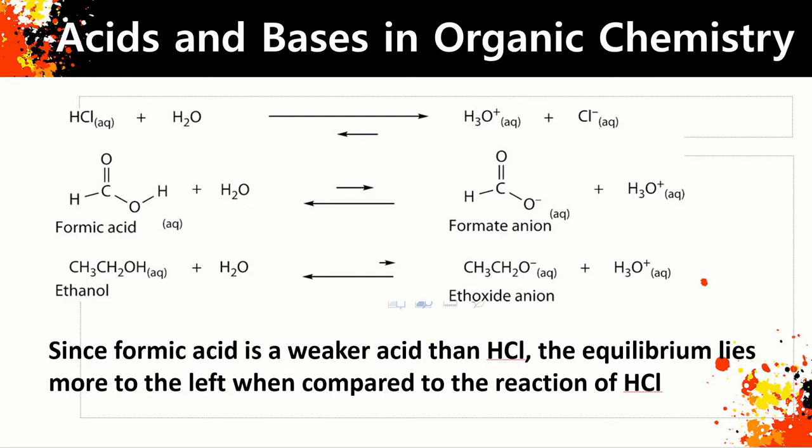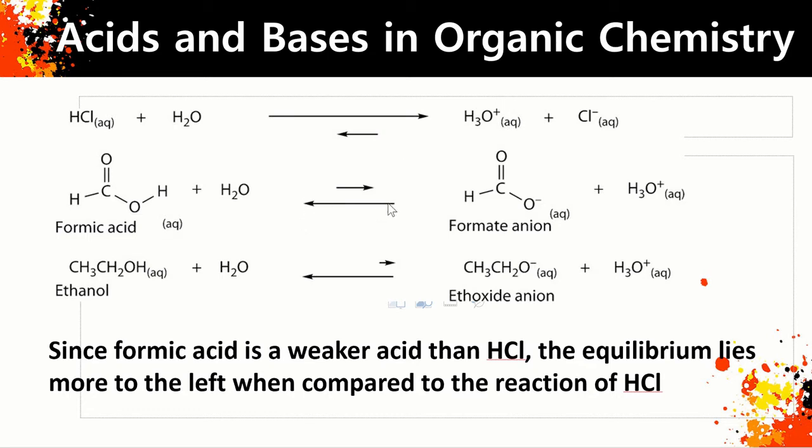So now we're going to talk a little bit about acids and bases in organic chemistry. Let's look at these reactions, and just note that the length of the arrow gives an indication of where the reaction is going mostly. This long arrow here indicates that, in the presence of water and HCl, hydrochloric acid, we have formation of hydronium ion primarily, right?